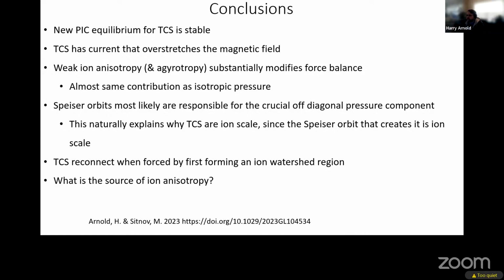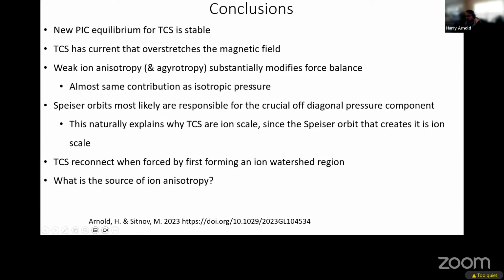Okay, so just to conclude, we have this new PIC equilibrium for thin current sheets. It's stable. The current sheet does indeed overstretch the magnetic field. And crucially, we need this weak ion anisotropy to get our thin current sheet. And it just so happens that not only is it anisotropic, but it's also agyrotropic. This substantially modifies the force balance.